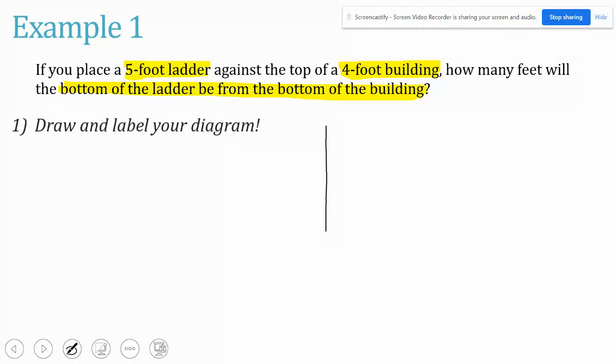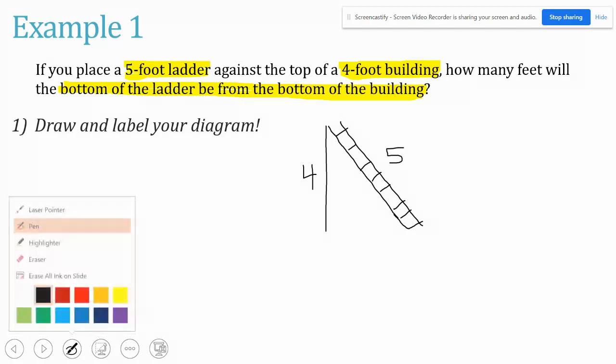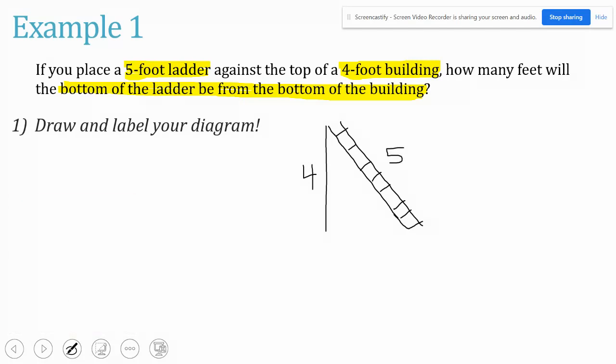And then our ladder is leaning against this building. Right, so here's my ladder. And here's my building. So the building is 4 feet tall, and the ladder is 5 feet tall. And then we want to know what is the distance of the bottom of the ladder to the bottom of the building.